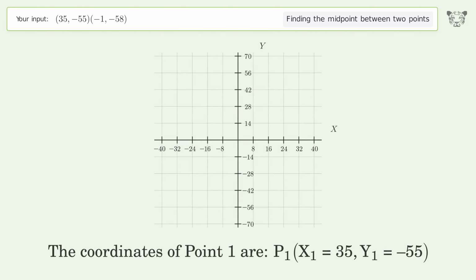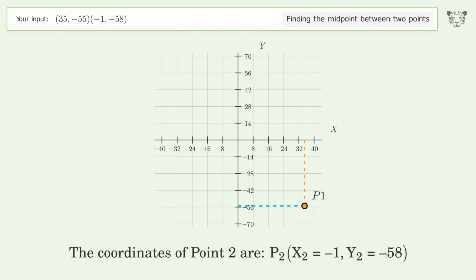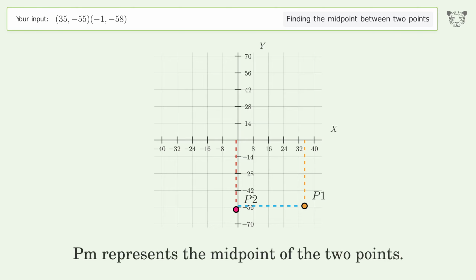The coordinates of point 1 are, x1 equals 35, y1 equals -55. The coordinates of point 2 are, x2 equals -1, y2 equals -58. PM represents the midpoint of the 2 points.